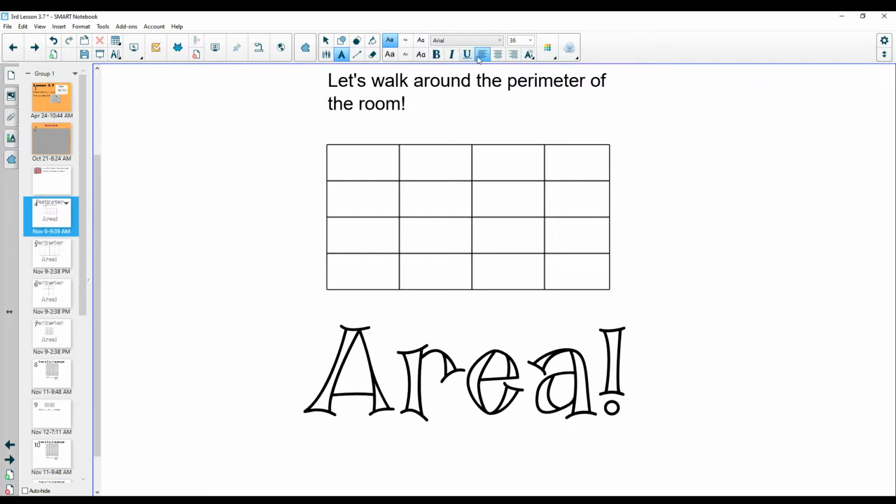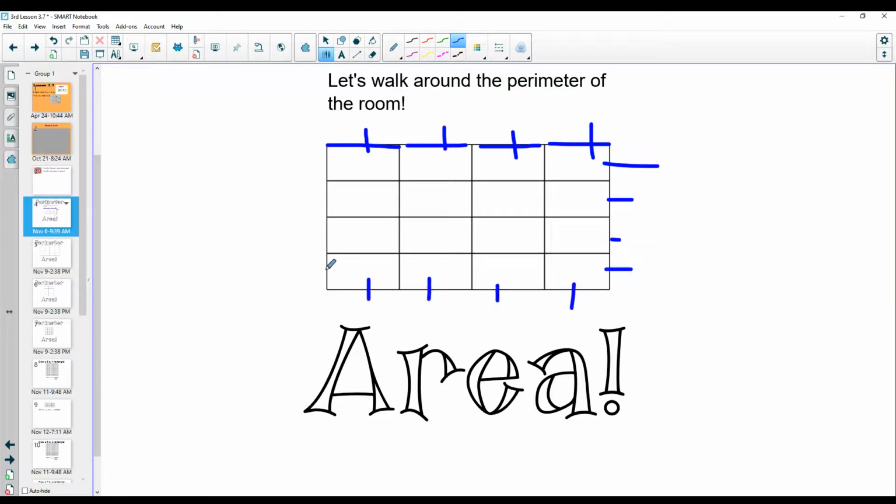If I am finding the perimeter of this shape, I am counting right here. 1, 2, 3, 4. I try to teach kids to go like this: 1, 2, 3, 4, 5, 6, 7, 8, 9, 10, 11, 12, 13, 14, 15, 16. The perimeter is 16. Perimeter is the outside, area is the inside.